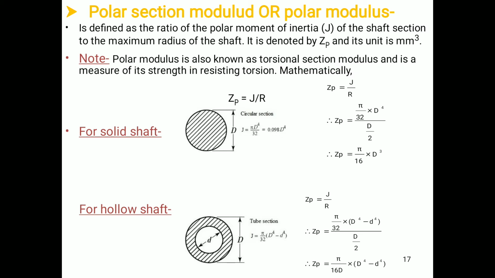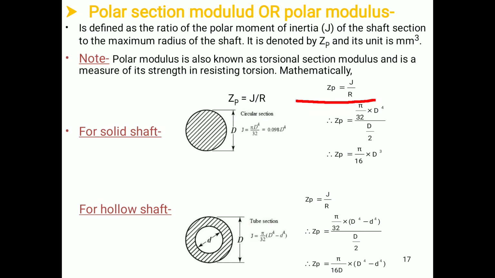Mathematically, the polar section modulus is given by Zp is equal to J upon R. It is denoted by the letter Zp, which is equal to J upon R. Therefore, for a solid shaft, we are going to derive the value of polar section modulus. So we have Zp is equal to J upon R for the solid shaft.